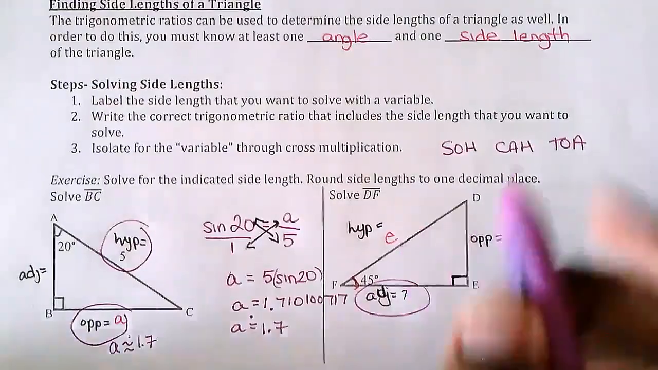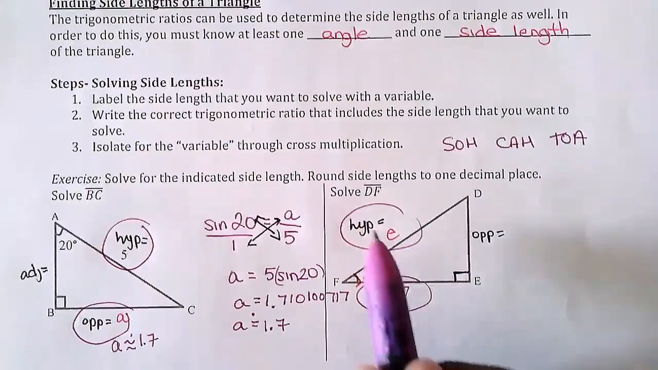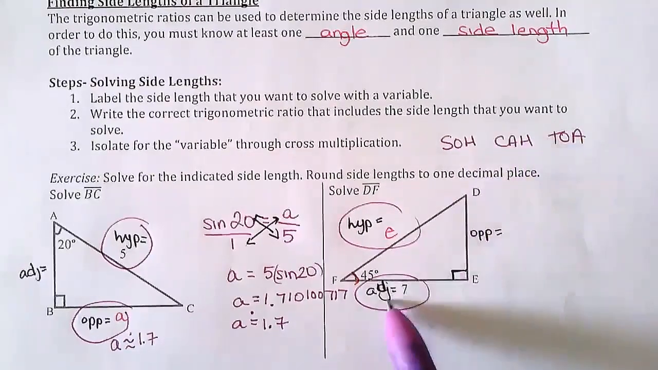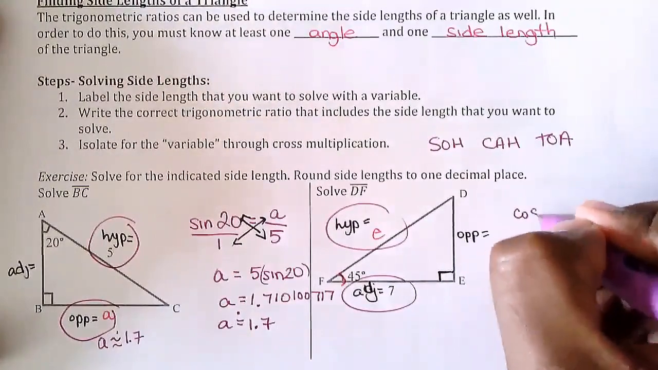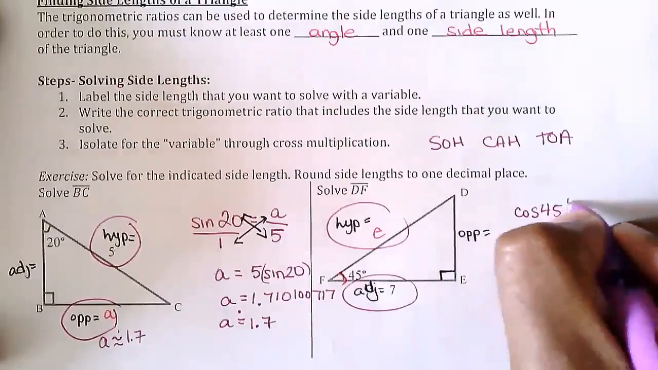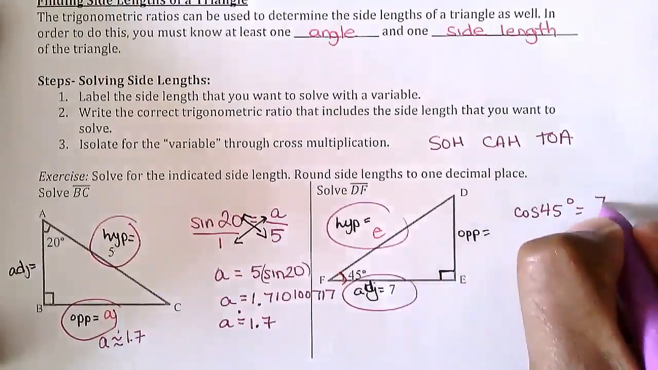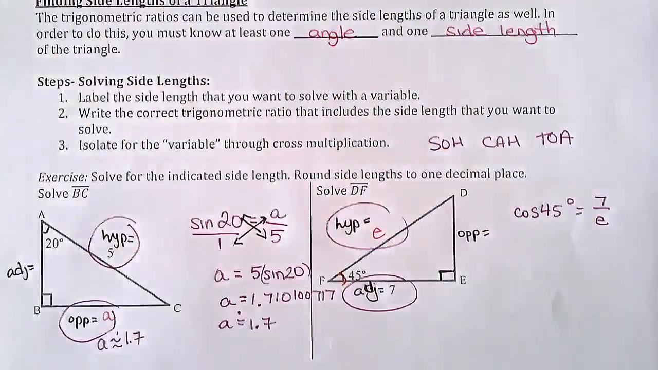I also want to solve for e, so I'm going to also include that in my trig ratio. So my trig ratio will have adjacent and hypotenuse. So if I go look at SOHCAHTOA, it's CAH that has the adjacent and hypotenuse. So I'm going to go with cosine. So the cosine of my angle of interest, which was 45, is equal to adjacent, 7, over hypotenuse, which is e. Okay? So I've written out my trig ratio.